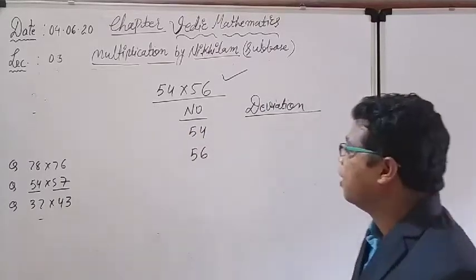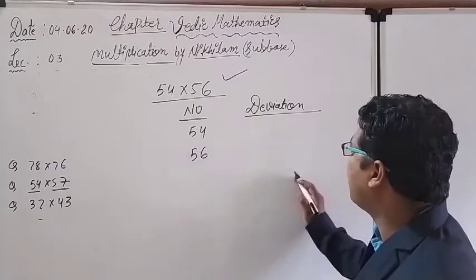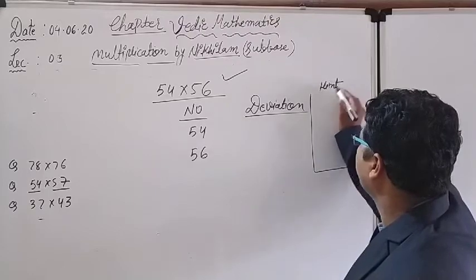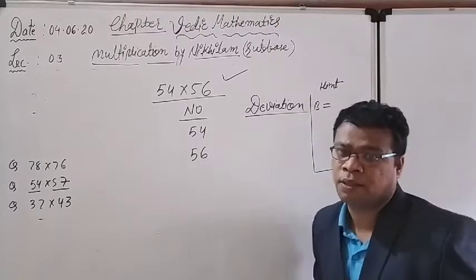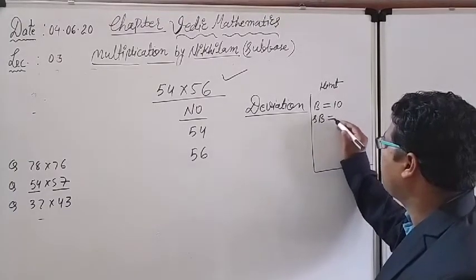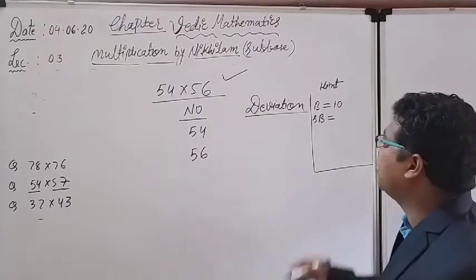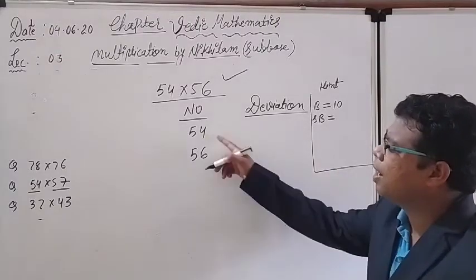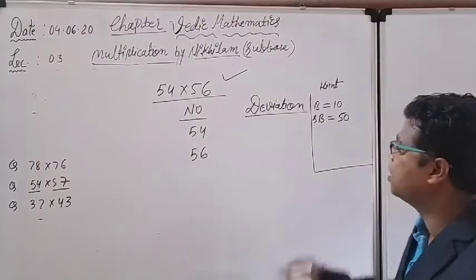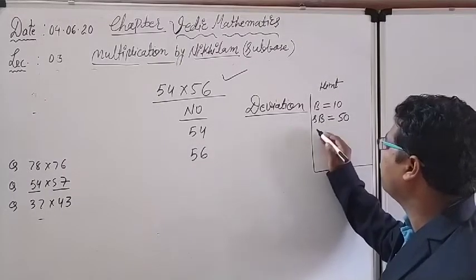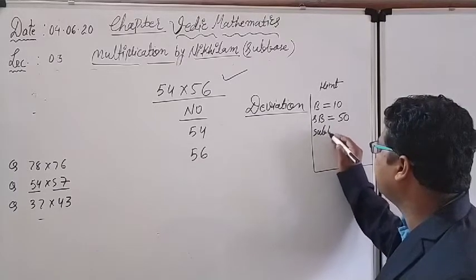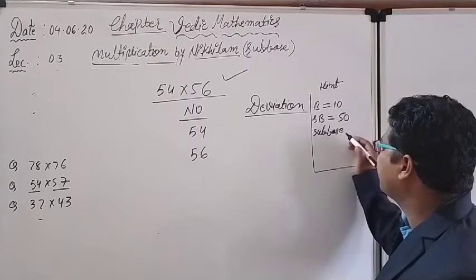Same thing. According to 54 and 56, I have to make little hints here. You can see the hint. Short form, I am going to write B for base. What will be the base here? 10. Sub base, short form I am going to write SB. My sub base, I can consider here either 50 or 60. No problem, but I am considering 50 right now. According to the 50, my sub base digit, or you can say sub base factor.